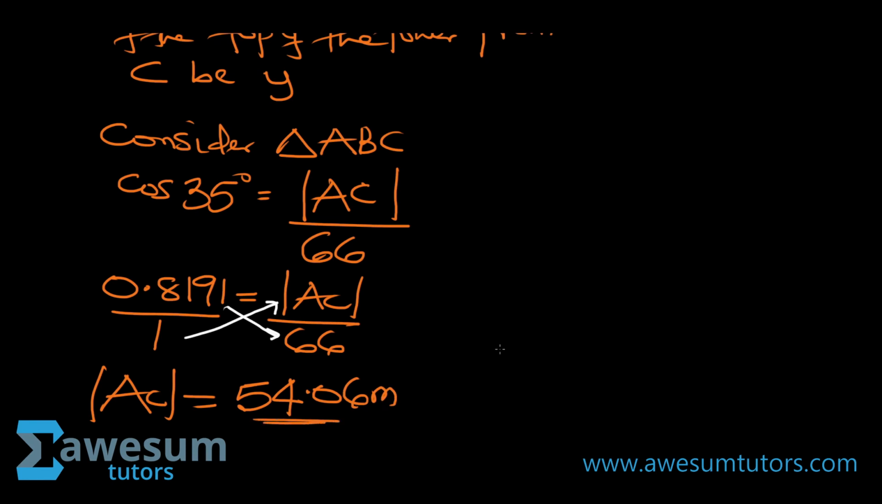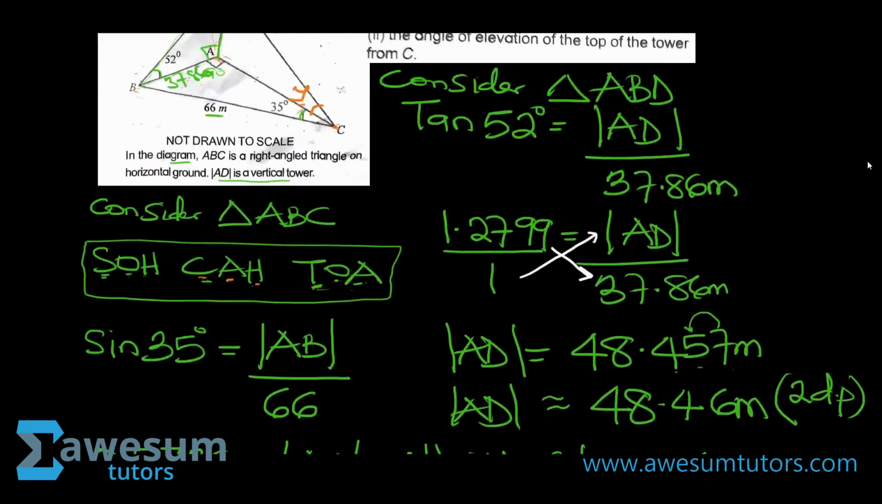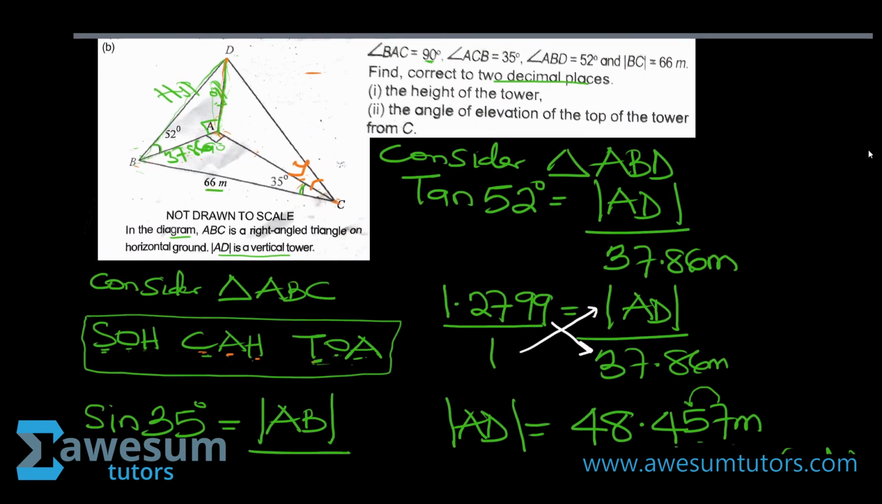Now we've been able to get line AC. Let's go back to the diagram, guys. Okay, if you take a look at this now, we've been able to get this side, which is 54.06. Very good. Now take a look at this. This is the height of the tower, which we found to be 48.46 meters. We know this side, 54.06 meters. So if we consider this triangle right here, this triangle ACD, and you want to find y, this is going to be pretty easy to find now.